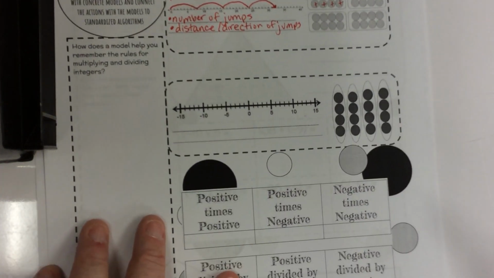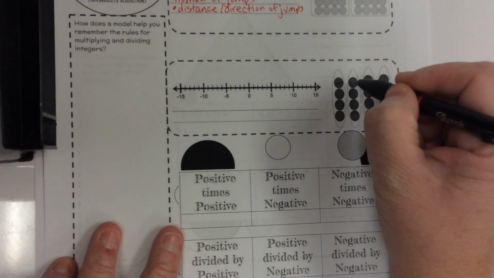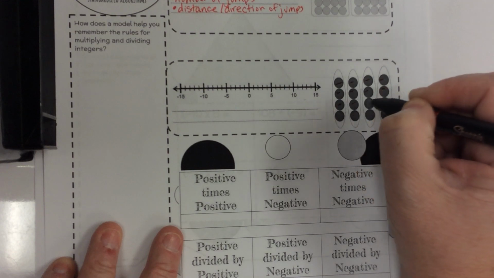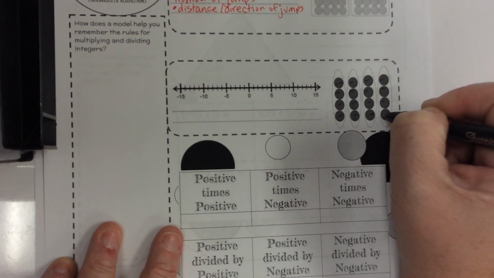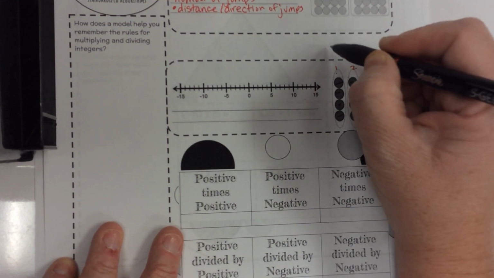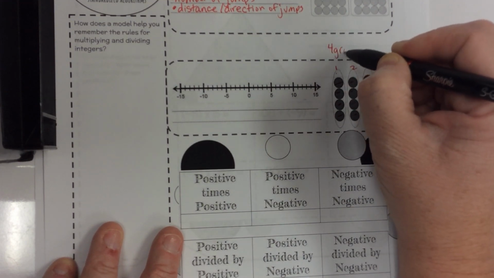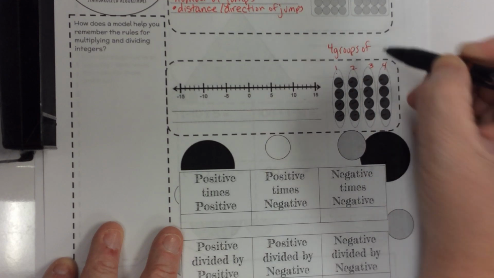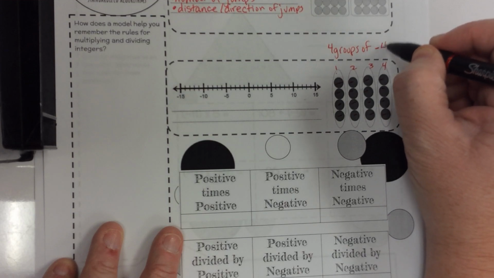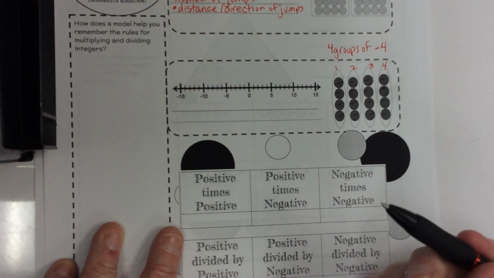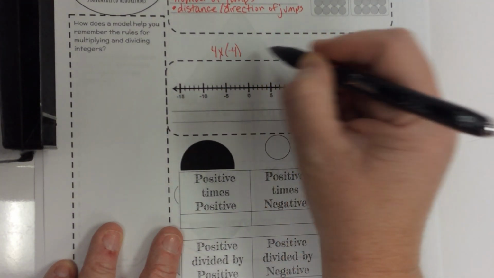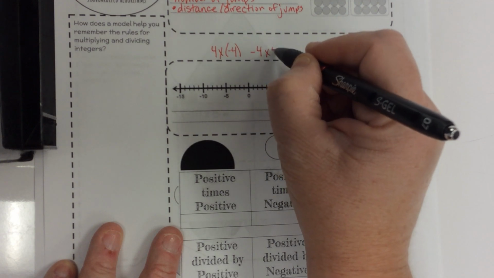So they're all positives here. Now, what happens when I'm working with some negative numbers? These were all red, so they are negative numbers. Okay? So this one, I had 1, 2, 3, 4 groups of, and then there are 4 negatives in each one. 4 groups of negative 4. So this represents, you could say 4 times negative 4, or you could say negative 4 times 4.